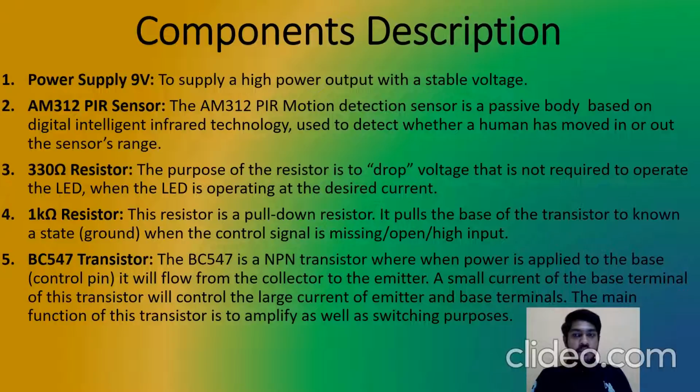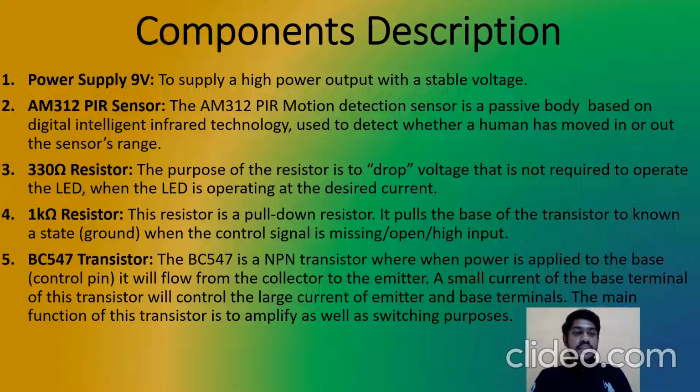Components description. Power supply, 9 volts, supplies a high power output with stable voltage. AM312 PIR sensor. The AM312 PIR motion detection sensor is a passive device based on digital intelligent infrared technology used to detect whether a human has moved in or out of the sensor's range.